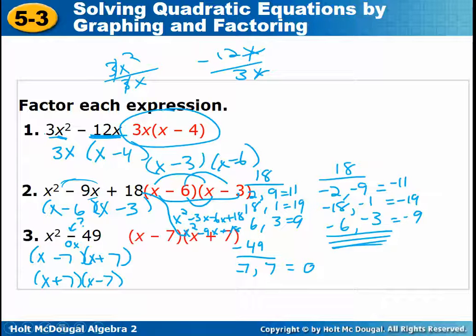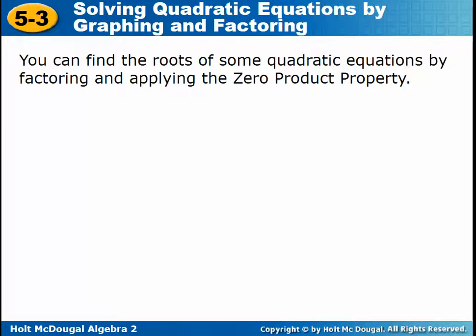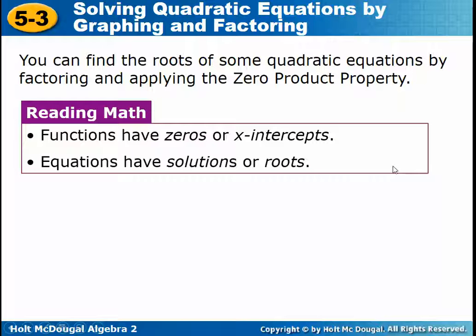All right, so that's a review of factoring because you're going to apply that now to your quadratic functions. So functions have zeros or x-intercepts. Equations have solutions or roots. A function is when we have f of x equals. An equation is when it's y equals something. So to be very accurate, we would only refer to zeros or x-intercepts if it was a function. If it was an equation, we would talk about the roots.